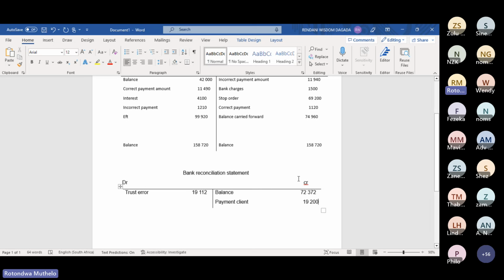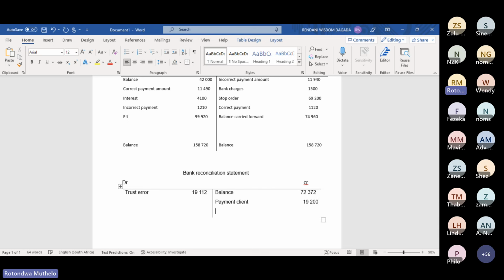Here it says that a payment in the amount of 2,500 made by the firm from the trust appears on the business bank statement. So the payment appears on the debit side. But when we correct an error under trust, we write it on the opposite side. We're going to write this payment on the credit side, because now we are reversing it, because it's an error.